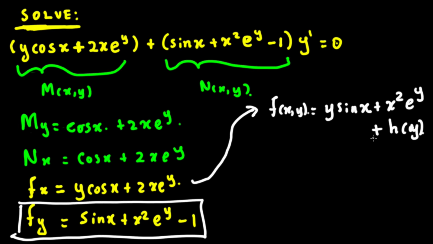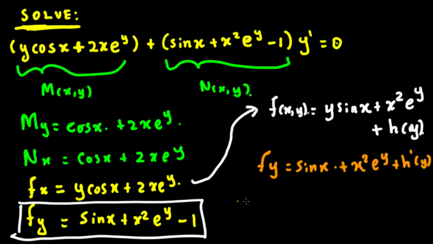Now here the thing is we have to take the derivative of this one with respect to y to compare with this one. Now let's go ahead and do that. If I take the derivative of this one with respect to y, we treat x as a constant. This y will become 1 and sin x remains the same because we are just doing the derivative with respect to y. So this is going to be just sin x, and here e power y remains the same, so we will have just x squared e power y, and when we take the derivative with respect to y, this function of y will become h prime of y.